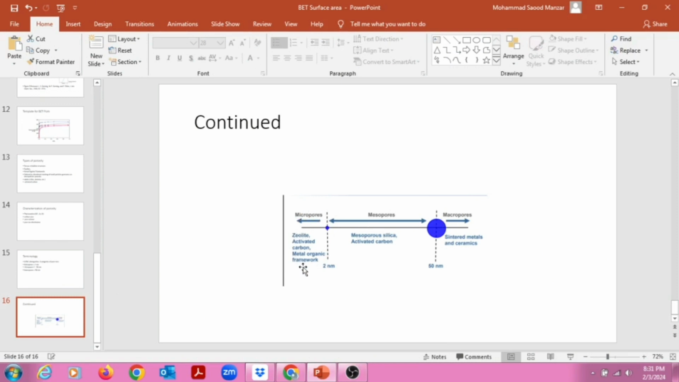These are typical examples of microporous materials: we have zeolite, activated carbons, metal organic frameworks. In mesopores we have mesoporous silica and activated carbons, and in macropores we have sintered materials and ceramics.